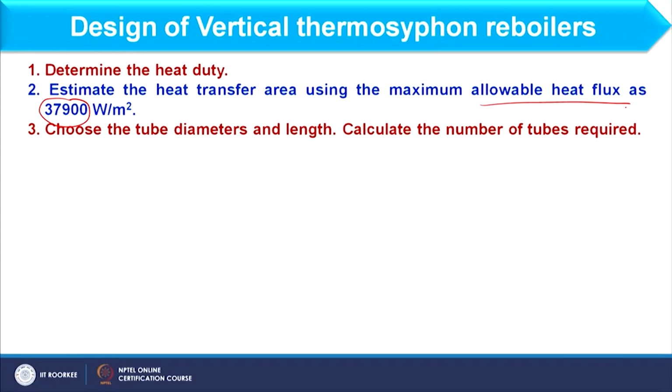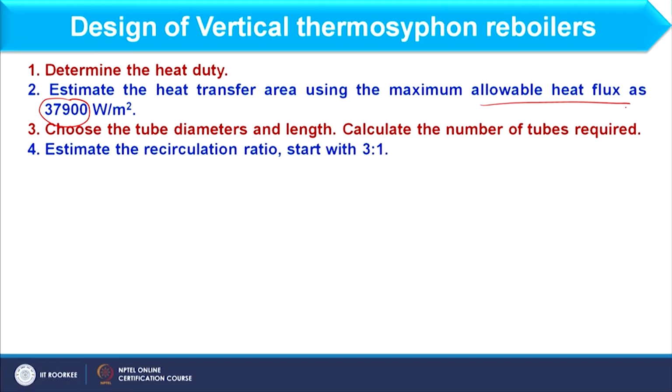After that we have to decide the tube dimensions, that is the diameter of the tube and the length of the tube, and we will calculate the number of tubes required. In a vertical thermosiphon reboiler we consider only one pass, one shell pass and one tube pass, right. So, whatever number of tubes you obtain, just consider the next value to this, because the number of tubes should never be in decimal. Whether it is even or odd is immaterial, because we provide only one pass on the tube side.